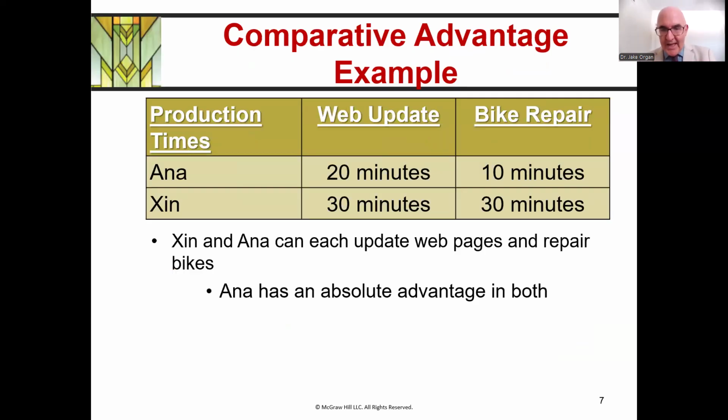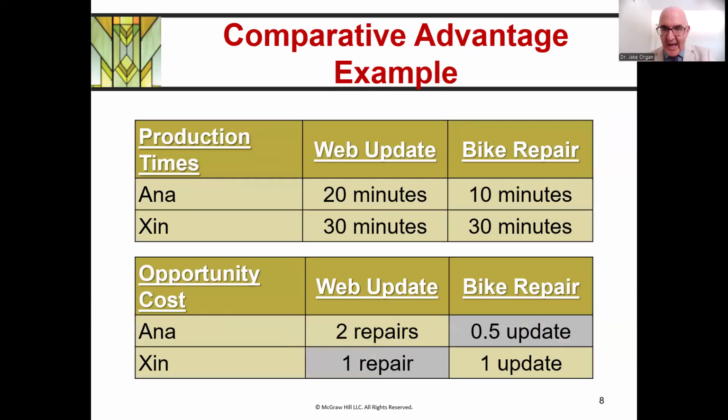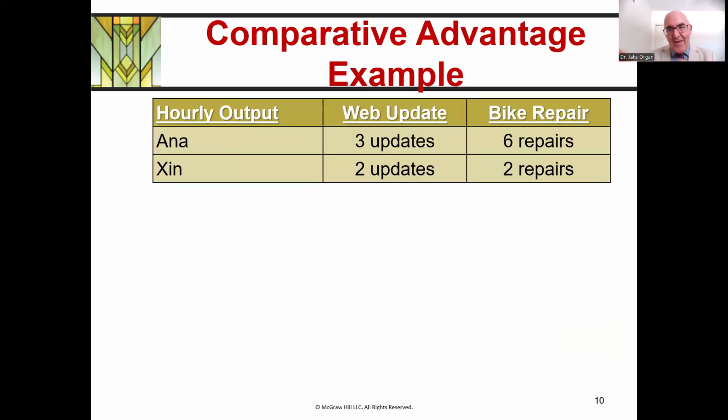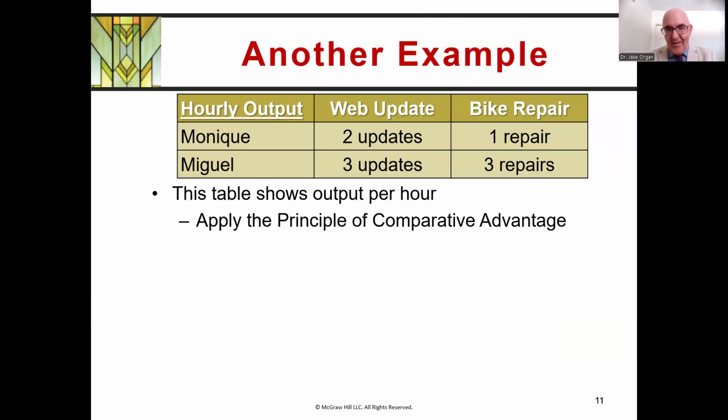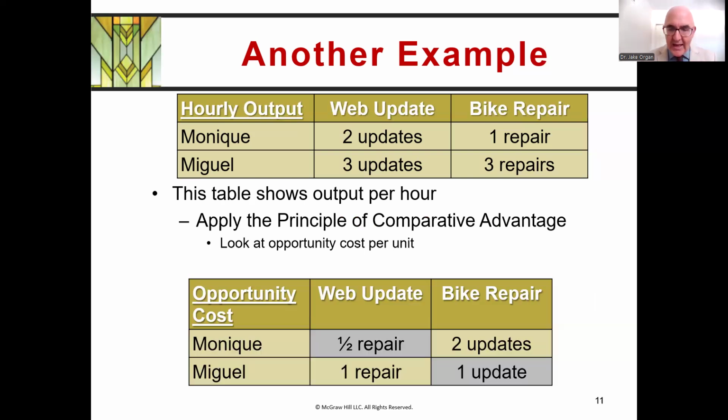Anna and Chin, they presented it as 20 minutes and 10 minutes. So if you think about it, that's 3 an hour versus 6 an hour. Here they've put it in a slightly different way, and that can confuse you. So I made the mistake there. And so we can see that Monique has the comparative advantage when it comes to web updates, and Miguel has the comparative advantage when it comes to bike repair.